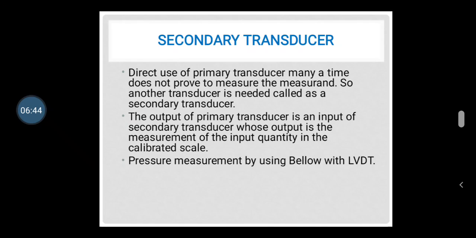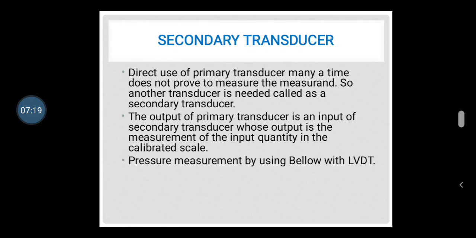The output of a primary transducer is an input of the secondary transducer. That means whenever we consider the secondary transducer, firstly we connect the primary transducer, then it is connected to the secondary transducer. So that's why the output of the primary transducer is an input of the secondary transducer, whose output is the measurement of the input quantity. सबसे पहले इनपुट क्वांटिटी आएगी, फिर उसके बाद प्राइमरी ट्रांसड्यूसर, फिर उसके बाद आएगा सेकेंडरी ट्रांसड्यूसर, एंड देन आउटपुट क्वांटिटी आएगी. ओके.